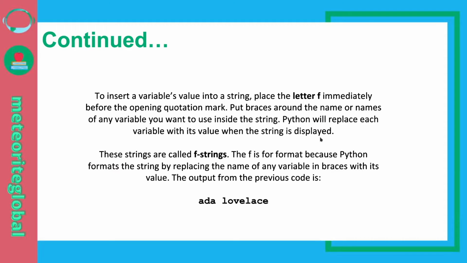As I told you earlier, to insert a variable's value into a string, place the letter F immediately before the opening quotation marks, and then Python will replace each variable with its value when the string is displayed. Already told you, this is called the F string. The F is for format, like in the older versions we used to use format.